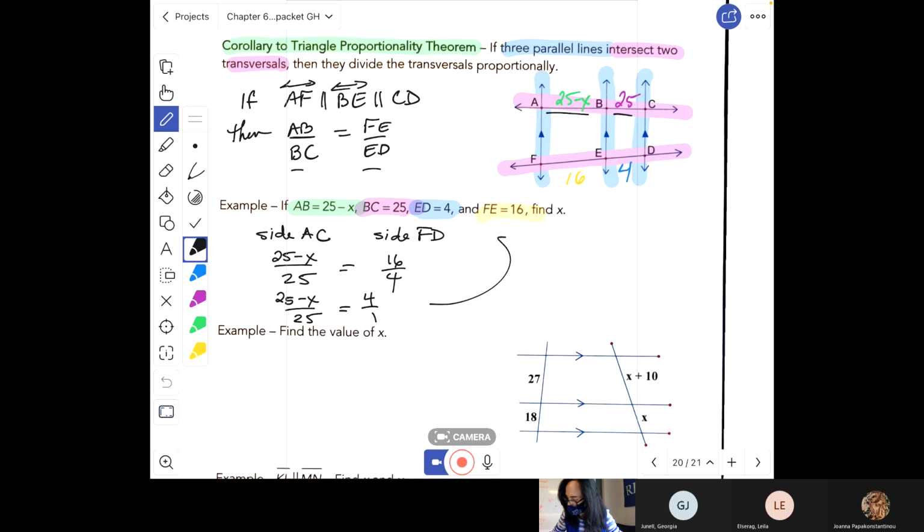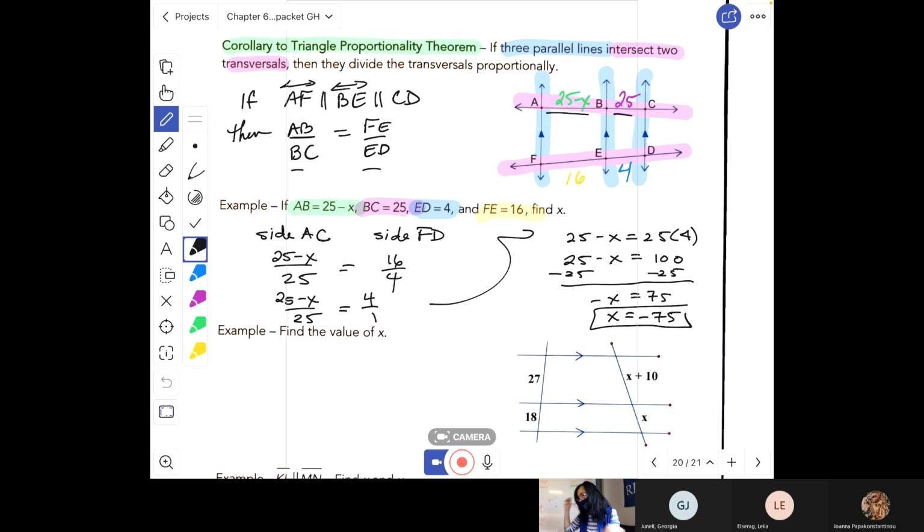Yes. And then I would cross multiply, and I'd get 25 minus x equals 25 times 4. You don't have to reduce, but if you want to work with smaller numbers, you can. Then what would I do to solve for x? Okay. Could I have subtracted the x? I mean, added the x? I could. So what is x? Negative 75. Is that a valid answer?